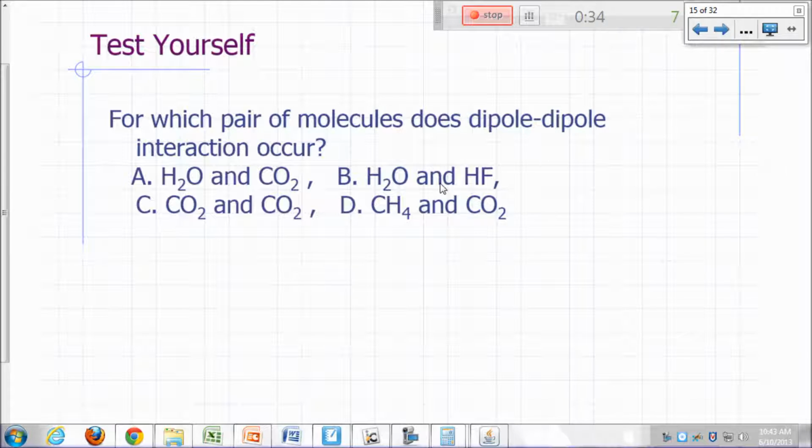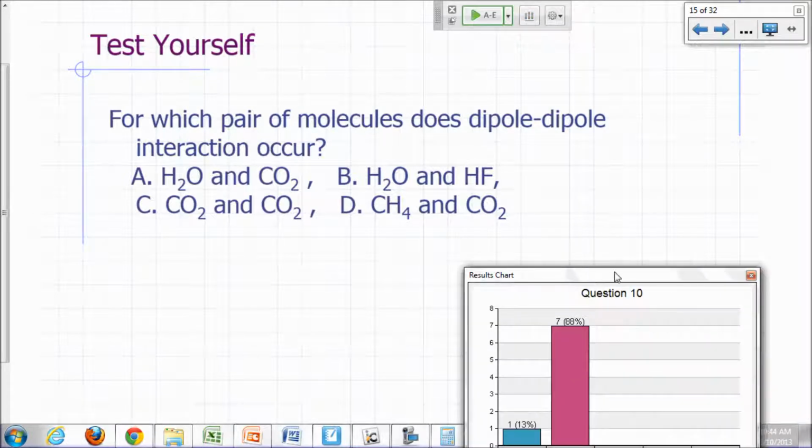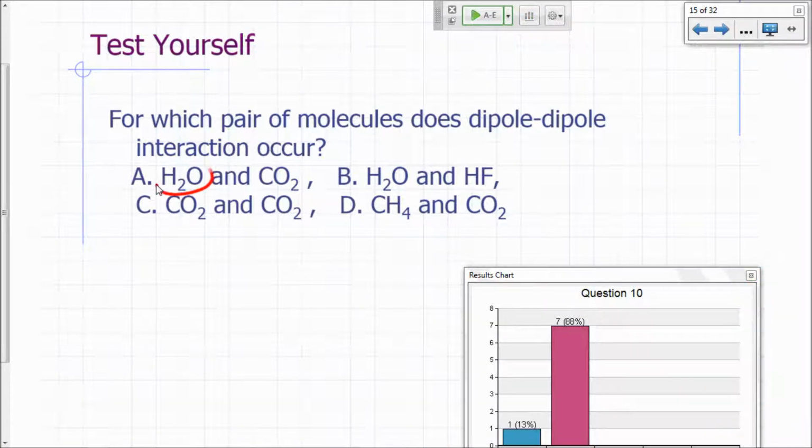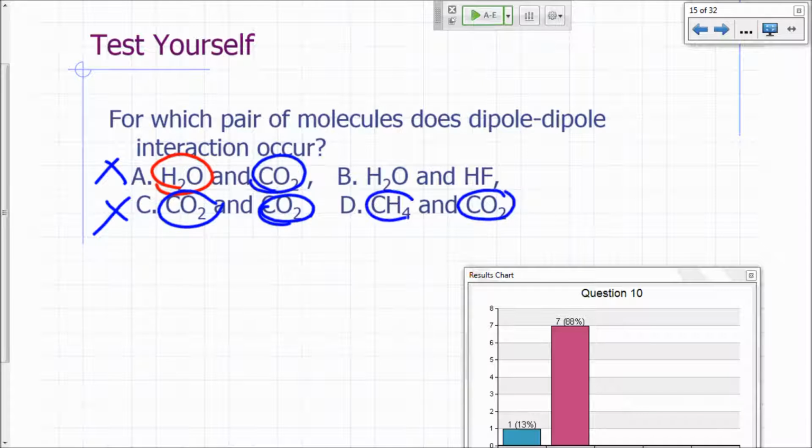So what do we know about water? Water is polar, right? But carbon dioxide is not, right? So you can't have dipole-dipole interaction there. Carbon dioxide is nonpolar. Methane is nonpolar. You can't have dipole-dipole interaction there. So water and HF, both polar molecules.